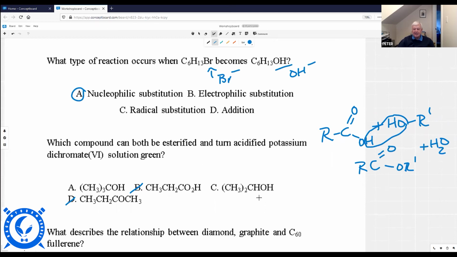In this particular case, this is a secondary alcohol because it has two carbons attached to the carbon that has the OH group. This one here is a tertiary alcohol, which simply will not react with potassium dichromate. So to satisfy the first requirement, we ruled out D. We were skeptical about B, but the only one that satisfies the second requirement is C. The secondary alcohol will indeed undergo oxidation with potassium dichromate.